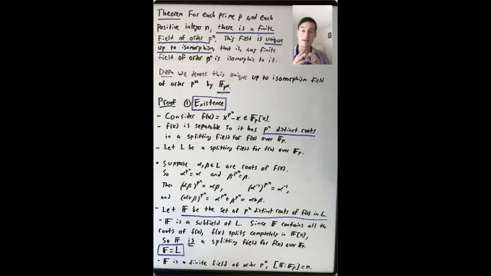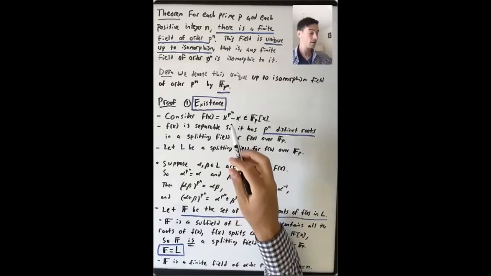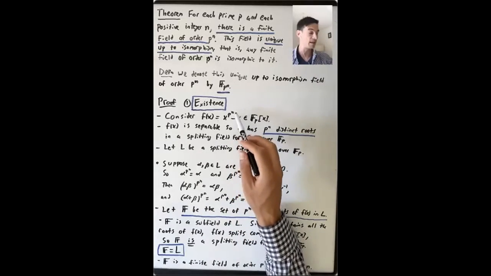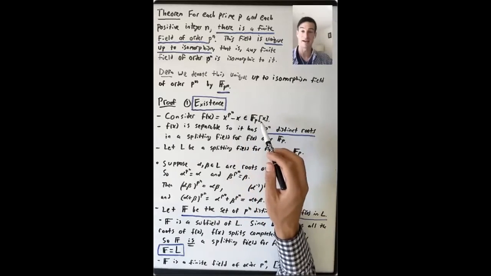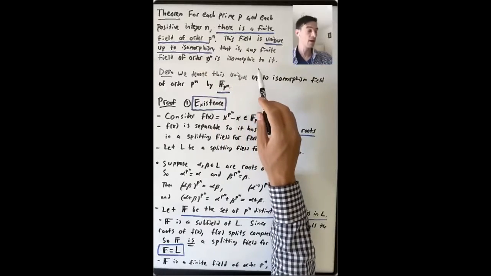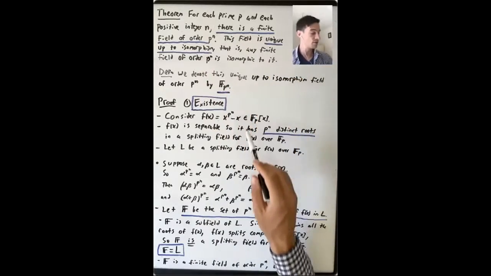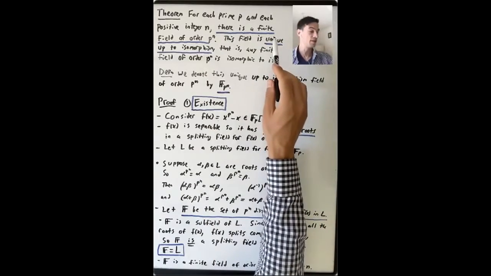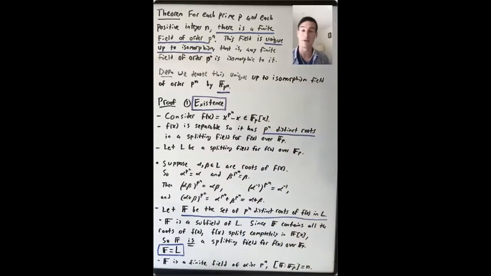So what have we seen? We've seen that for every prime p and every positive integer n, we can construct a finite field of order p to the n by taking the splitting field of the polynomial x to the p to the n minus x in Fp[x]. So that proves the first part of this theorem. I'm going to pause and erase, and we'll use the uniqueness of splitting fields up to isomorphism to prove the uniqueness of this finite field of order p to the n up to isomorphism.